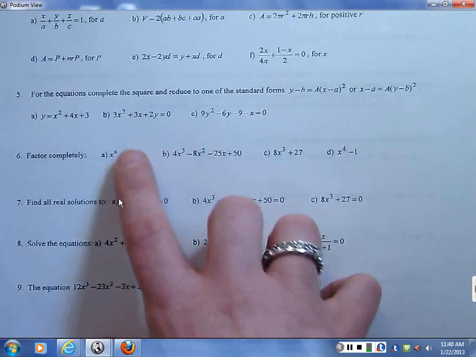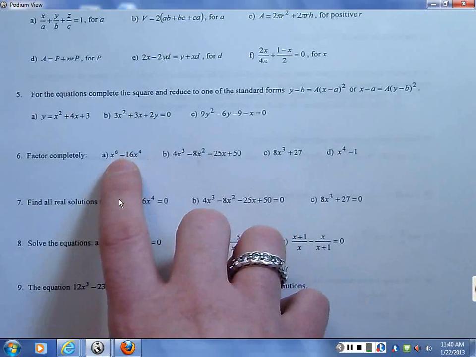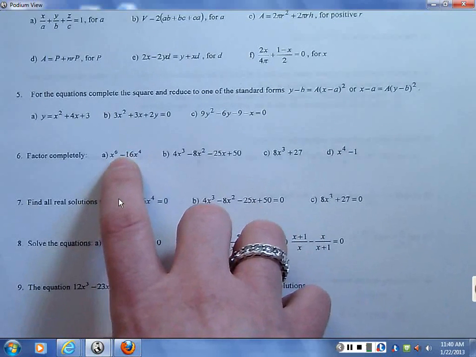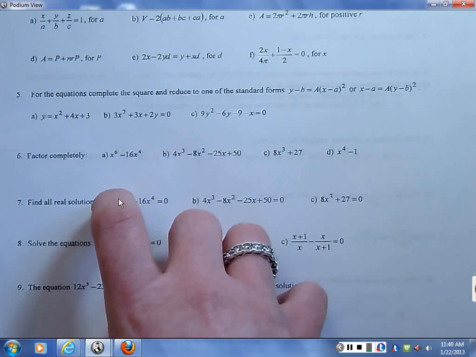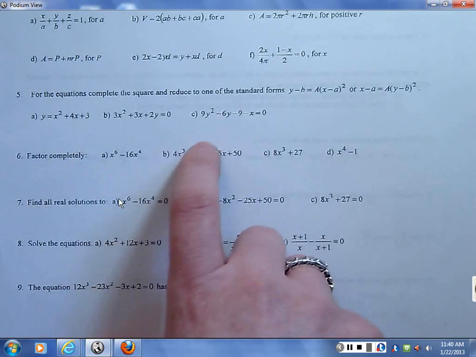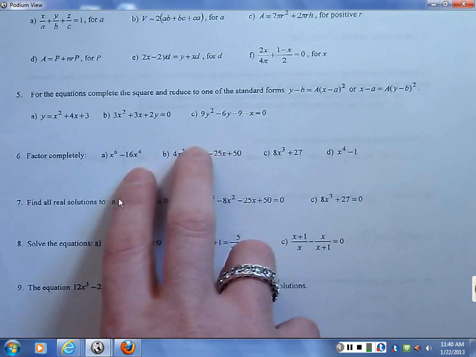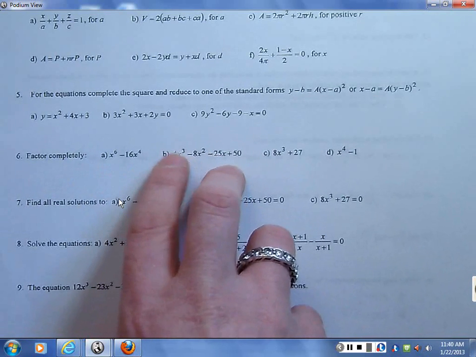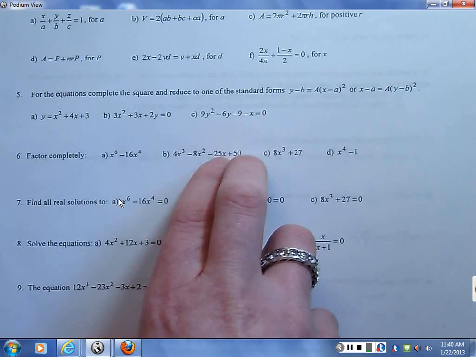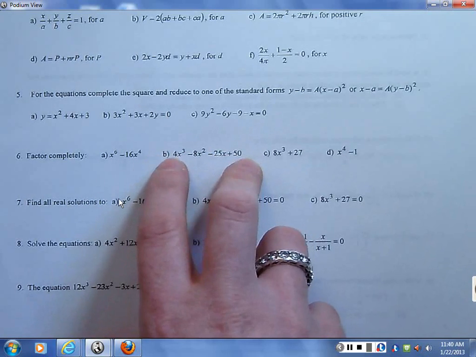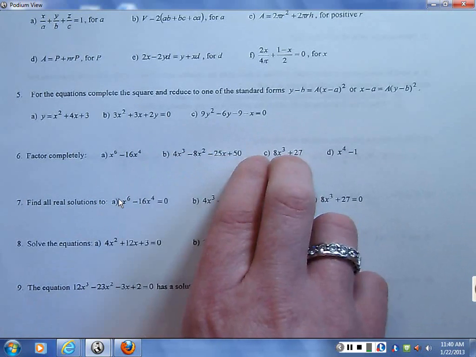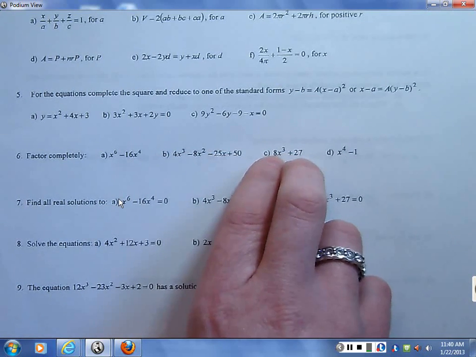Factor completely. So here I'm going to factor out an x to the 4th. So then I have x squared minus 16, which is a difference of squares again. So then I can factor out that difference of squares. Here, this is factor by grouping. So I'm going to group these two and factor, group these two and factor, and then factor again. So some foresight into what's going on there. This is a sum of cubes.